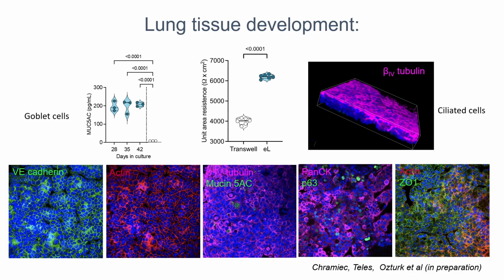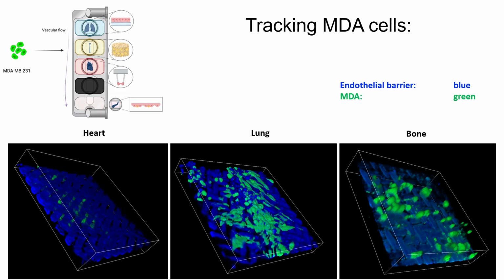One is that there is a very stable population of goblet cells that are very important for the function of the lung. And here you see that there is a very big jump in the resistance that we measured by TEER, so this transepithelial resistance of the lung. So the barrier function was established. So the lung epithelium developed this very tight barrier.